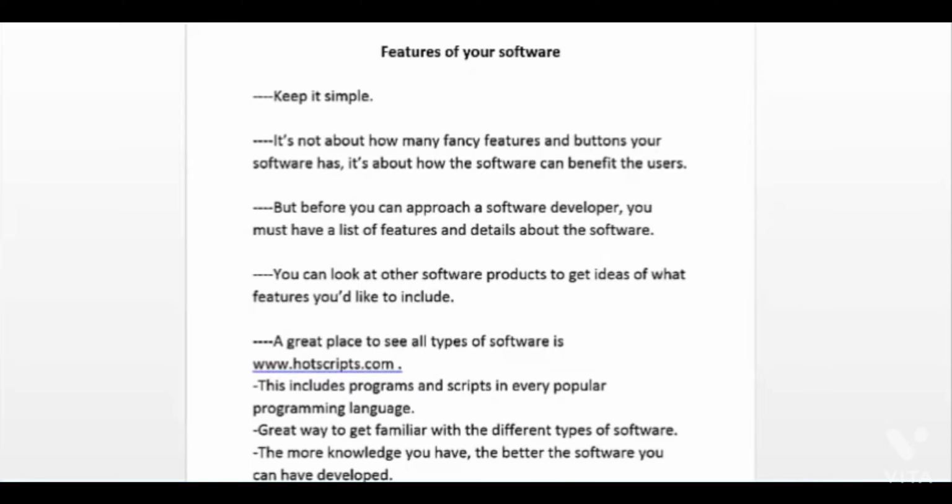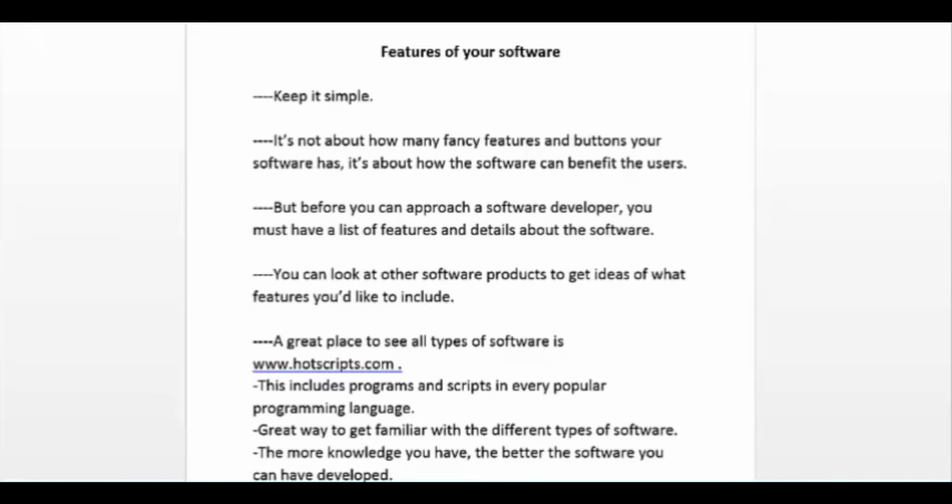Okay, but before you can approach a software developer, you must have a list of features and details about the software product you plan to create. Okay, so to get ideas, you can look at other software products in a similar industry. And also, what you can do is go to a website called hotscripts.com. And this site includes programs and scripts in every popular programming language.